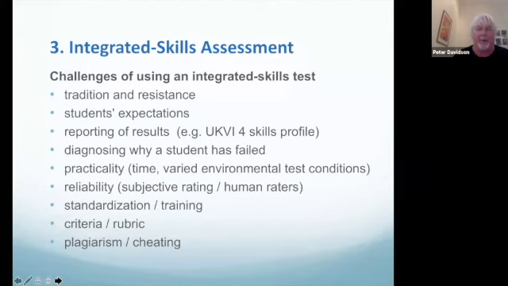Reliability could be an issue, going back to this idea of subjective human raters again. So I've got some thoughts on that coming up. Standardization and training to get the raters, criteria and a rubric, and there could be plagiarism and cheating. So all of these are issues with an integrated skills test.